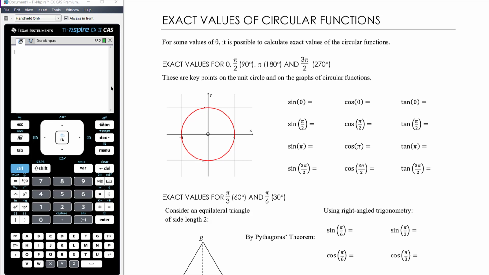Okay, so the reason that we already know these values is because these are fixed points in our unit circle. So in our unit circle, 0 radians is over here, working in radians, so I don't need the symbol because the default is radians. Pi on 2 radians is up here. That's pi on 2. Pi is out here. And 3 pi on 2 is down here.